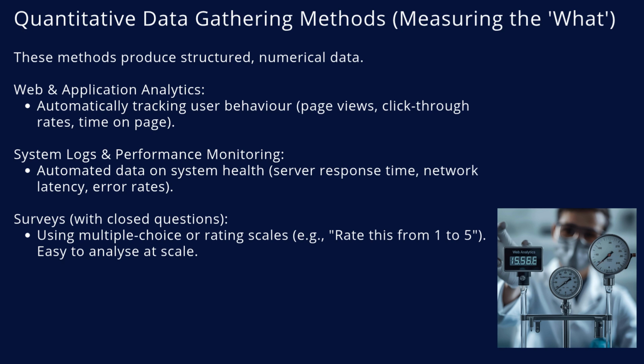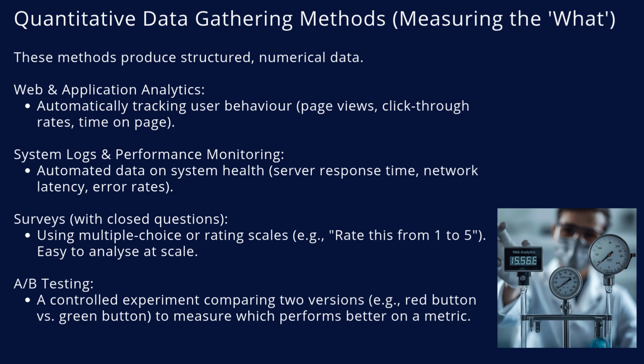These give the user a limited set of answers, like a multiple-choice question or a scale from 1 to 10. The beauty of this method is that the data is already structured, making it very easy to turn into charts and graphs. And a very powerful method is A/B testing. This is a controlled experiment where you might show two different versions of a feature to different users and then measure which version gets more clicks.